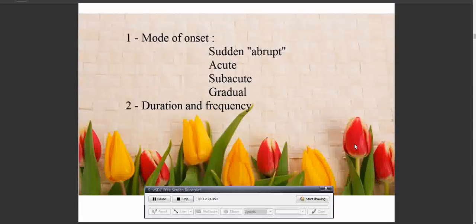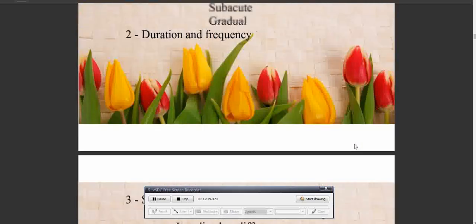So when you're analyzing, you talk of mode of onset: sudden, acute, subacute, gradual. Sudden is like, if it is a headache, it just appears out of nowhere. Acute is very intense and comes at once. Subacute is more gradual but also acute in a way. Gradual is building up bit by bit, showing up, disappearing, sort of. Duration and frequency is another thing. Duration and frequency come into play.